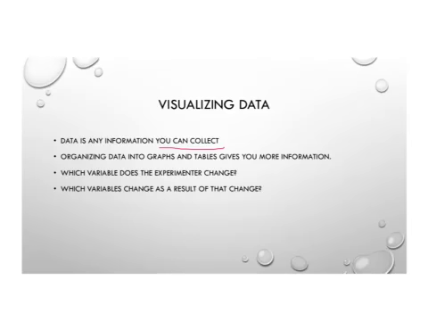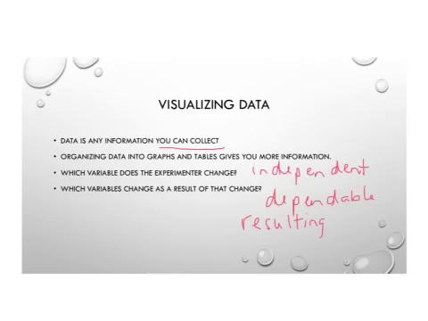So we have 2 different variables that we deal with in an experiment. The first variable is the variable that the experimenter changes. Which variable does the experimenter change? If you remember correctly, the variable that the experimenter changes is the independent variable. And the variables that change as a result of that change, remember, those are the dependent variables, or a dependent variable. We sometimes call those the resulting variable because they are the result of the independent or the changed variable.